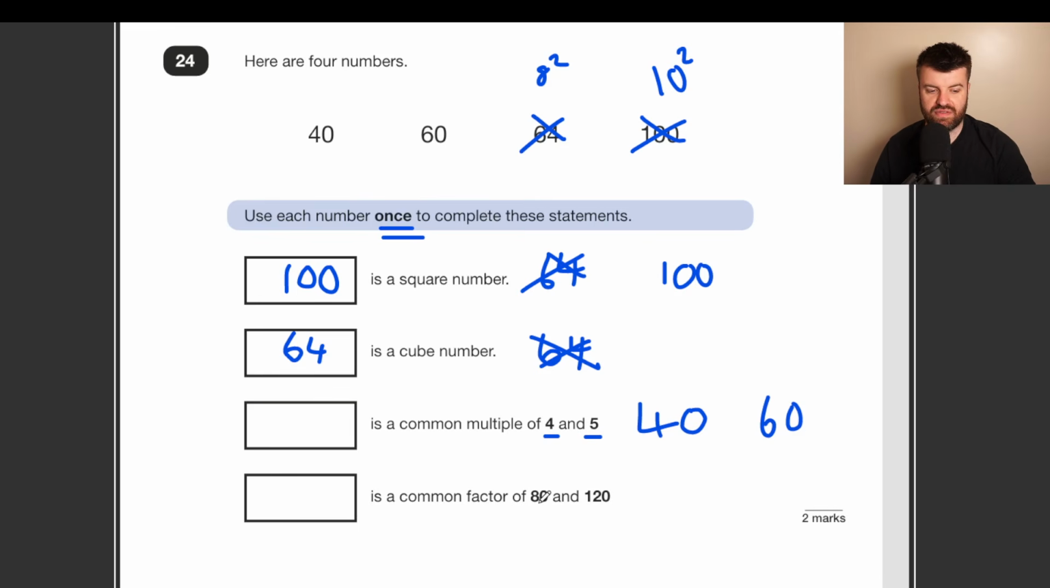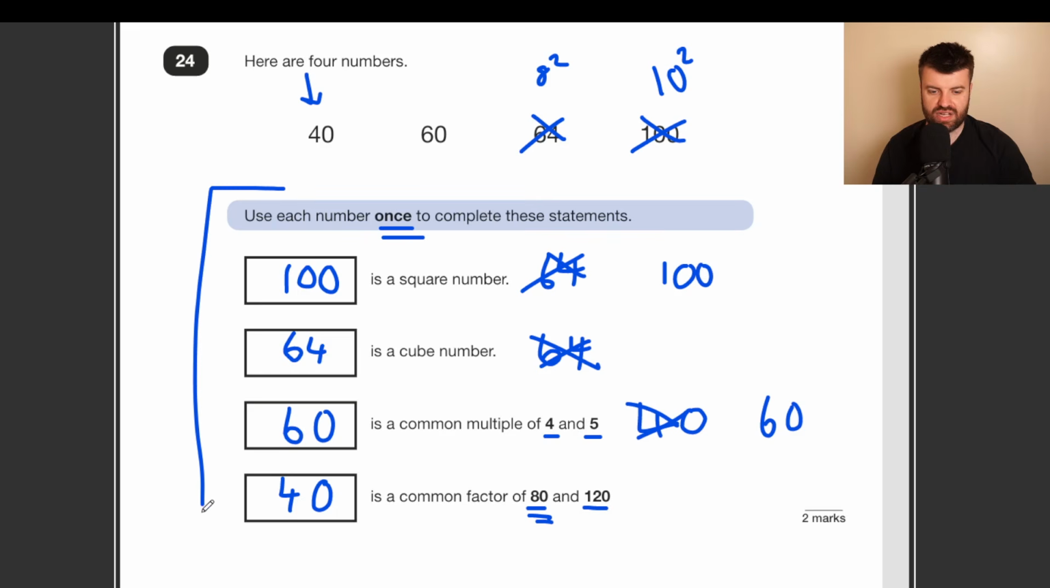Is a common factor of 80 and 120. So I want a number that goes into 80 and goes into 120. Only 40 does that because 60 does not go exactly into 80. So now we know it's 40. Again, 40 was the first number you could have jumped in with here and you would have got it wrong because it has to go only once. This is such a nasty layout. You could easily test if we know what square numbers, cube numbers, multiples and factors are without just building it in a way to basically test using things only once. I don't like that question.